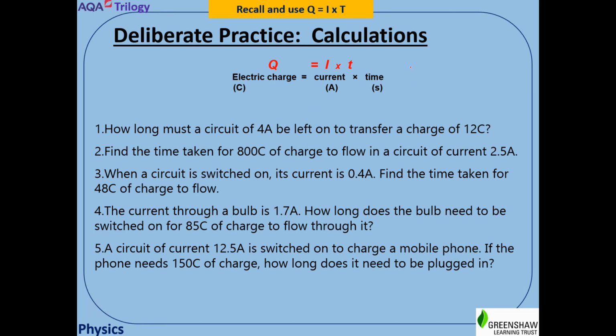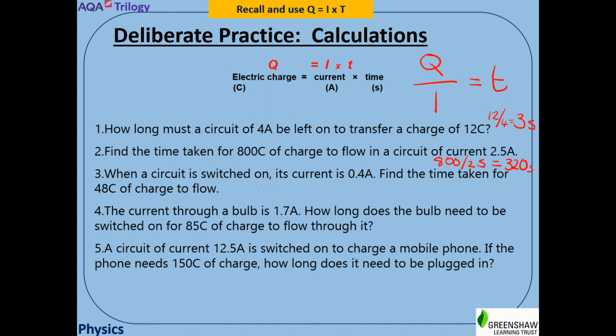Okay, welcome back. So before I start, I'm just going to write down on this side over here, Q divided by I equals T. I haven't got very much room on these first 2 to write, never mind. So 12 divided by 4 equals 3 seconds, and 800 divided by 2.5 equals 320 seconds.